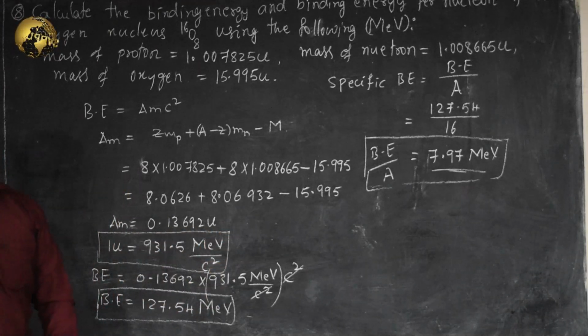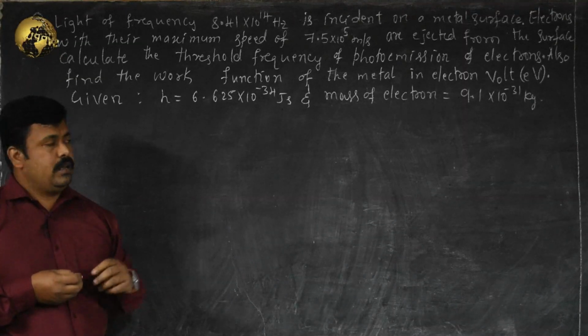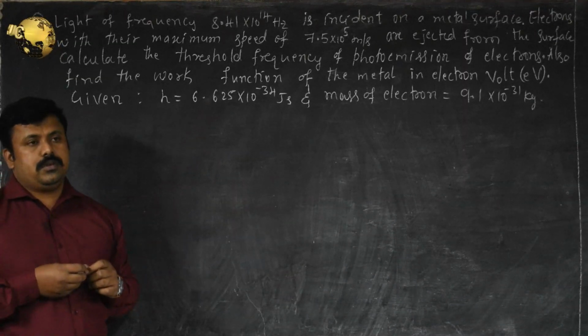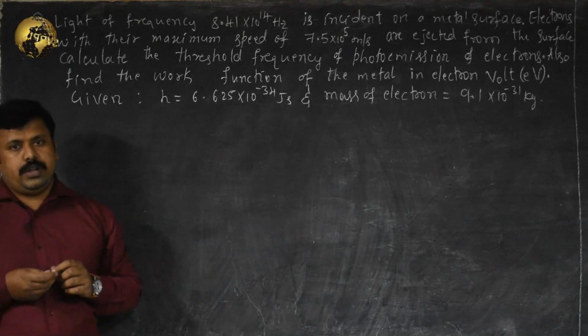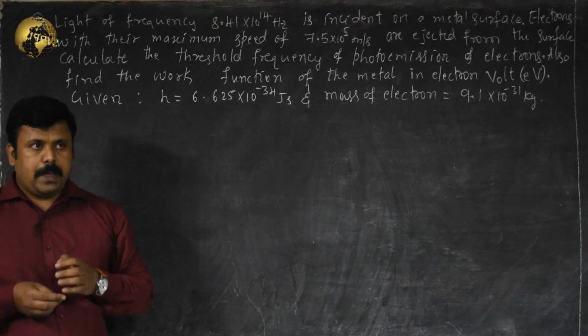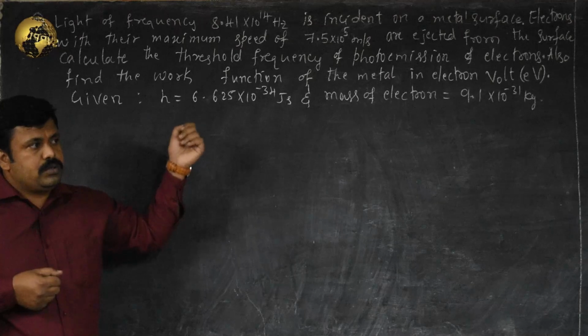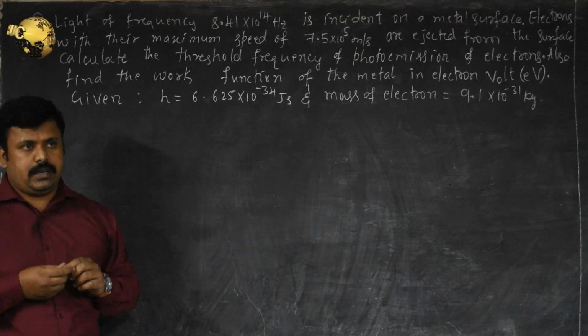Okay. So let's proceed to the next numerical, from the last 2 units, unit 9 and 10. This question is from dual nature of radiation and matter. A bit lengthy one, but easy. We can make use of Einstein's photoelectric effect.